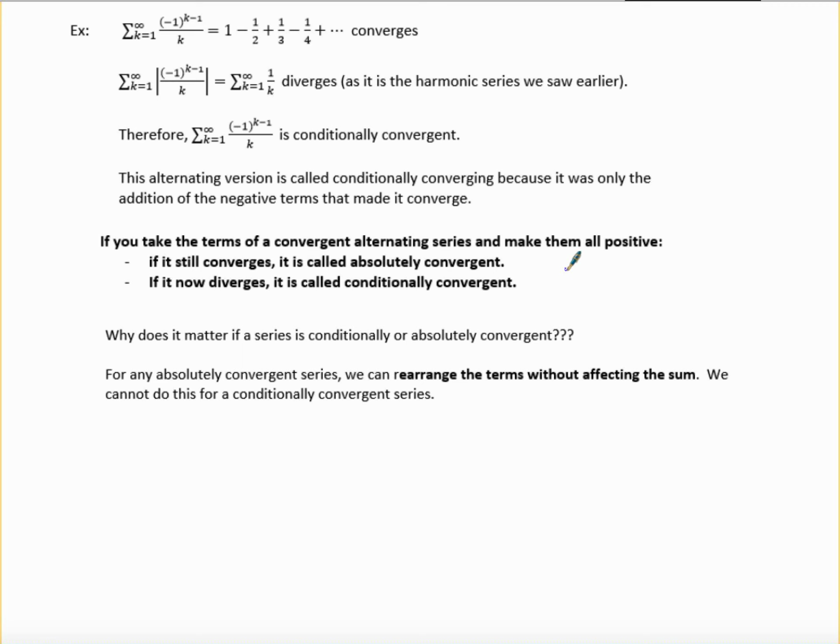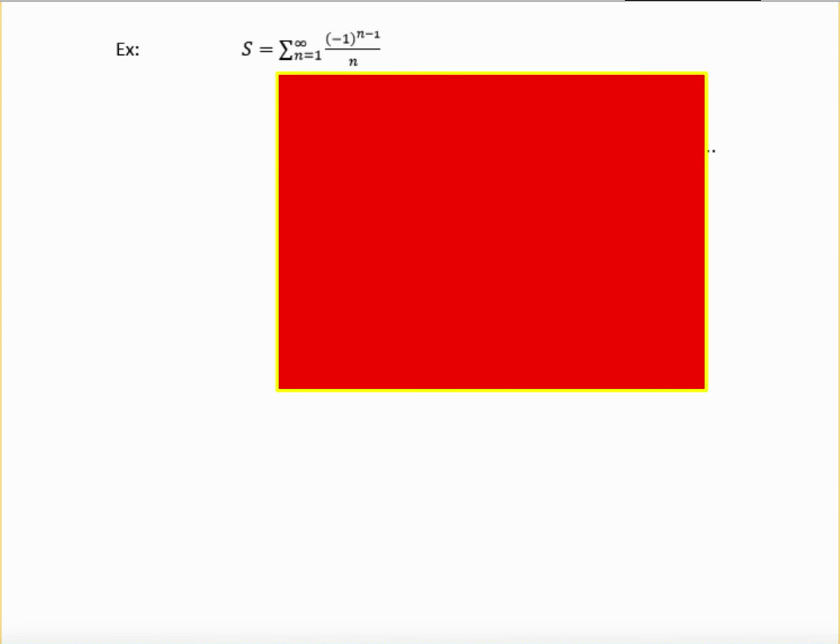Why does that matter? Why does it matter if a series is conditionally or absolutely convergent? Well, we can reorder the terms of an absolutely convergent series, but we cannot do that with a conditionally convergent series. In an absolutely convergent series, we can rearrange the terms without affecting the sum. So let's take one and show you what exactly I mean.